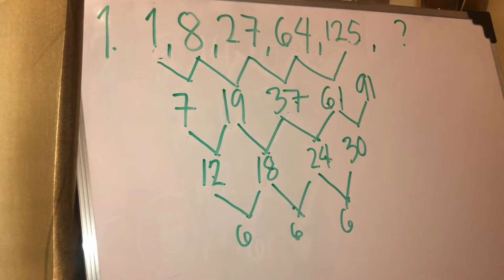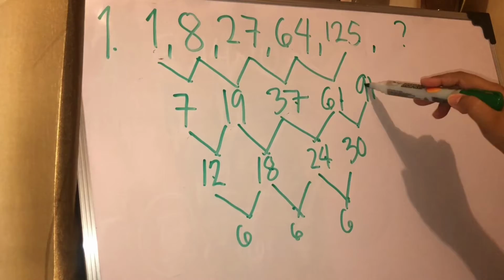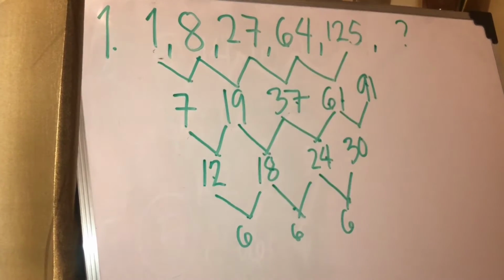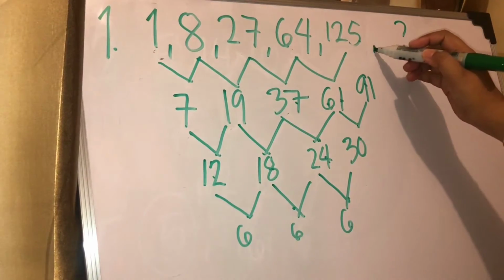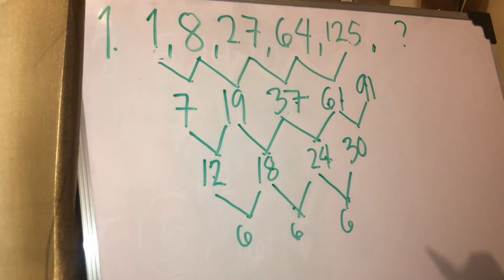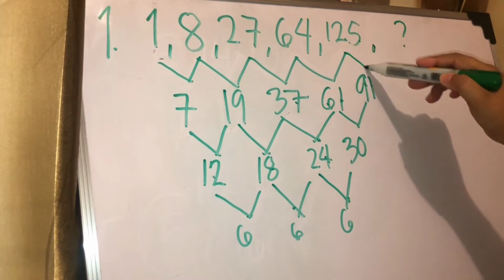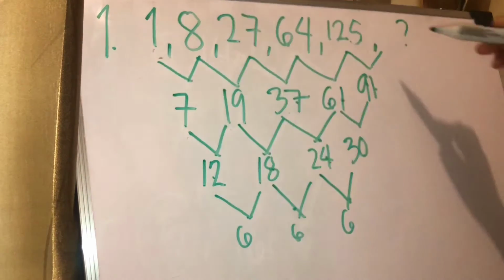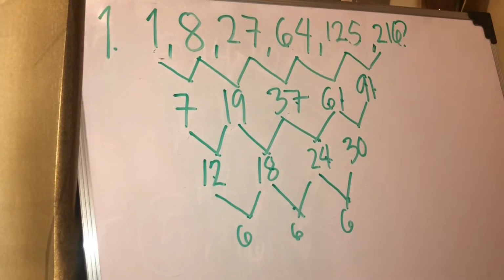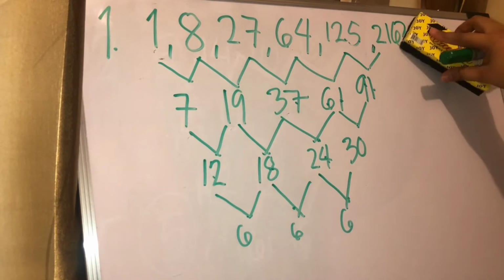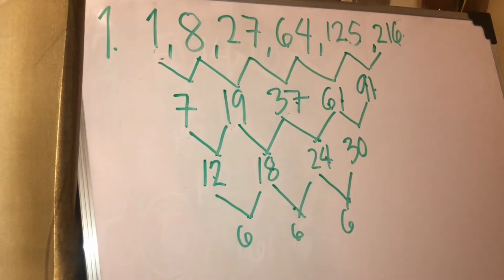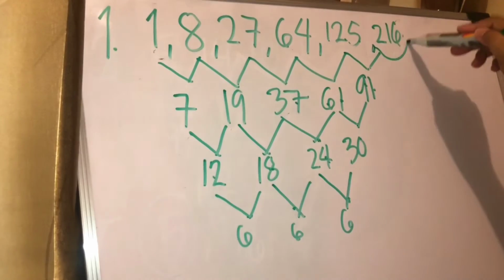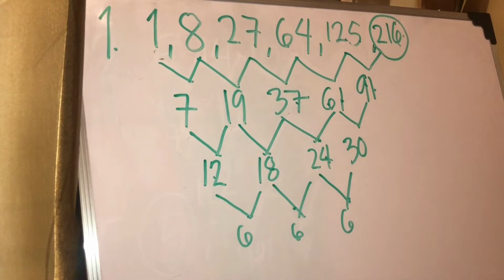Which means the next difference after 61 is 91. It means the number next to 125 is, you have to add 125 and 91. The total is 216. So 216 is the next number after 125. So this is our prediction.